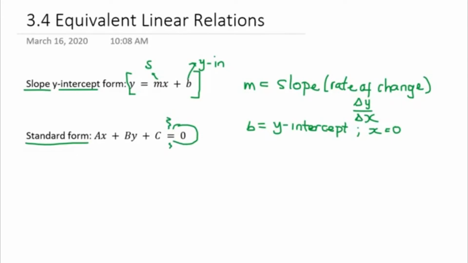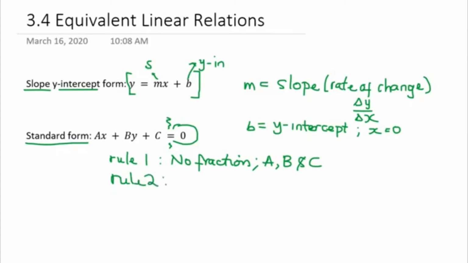So what are the rules that are required in here? The first rule is that there should be no fractions with respect to a, b and c. So no fractions for a, b and c. The second rule is that we must make a positive. A must be a positive value. So once we're able to do just that, then we're good to go.